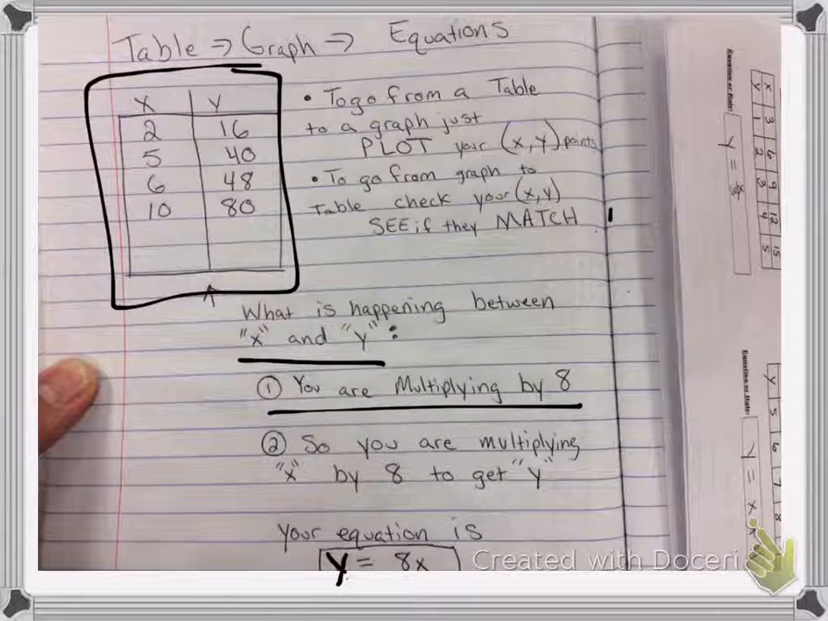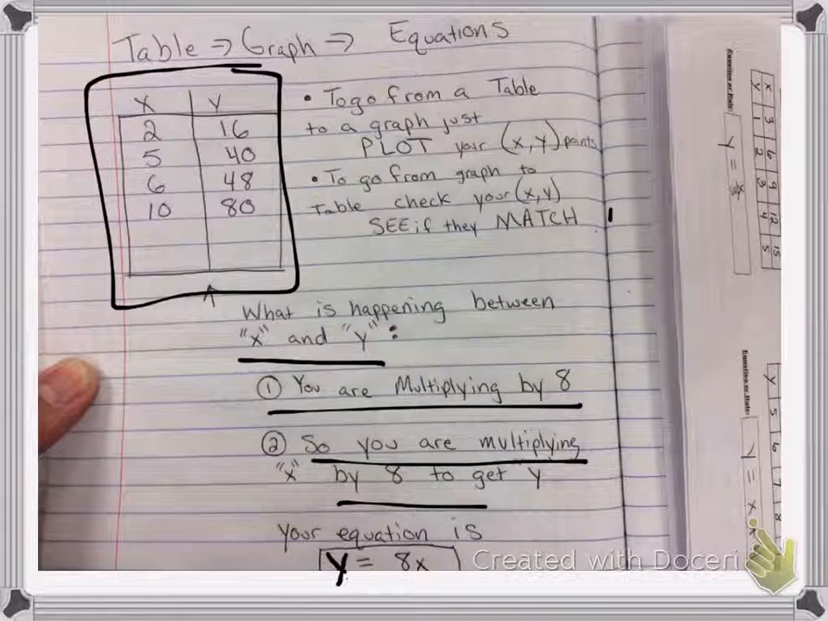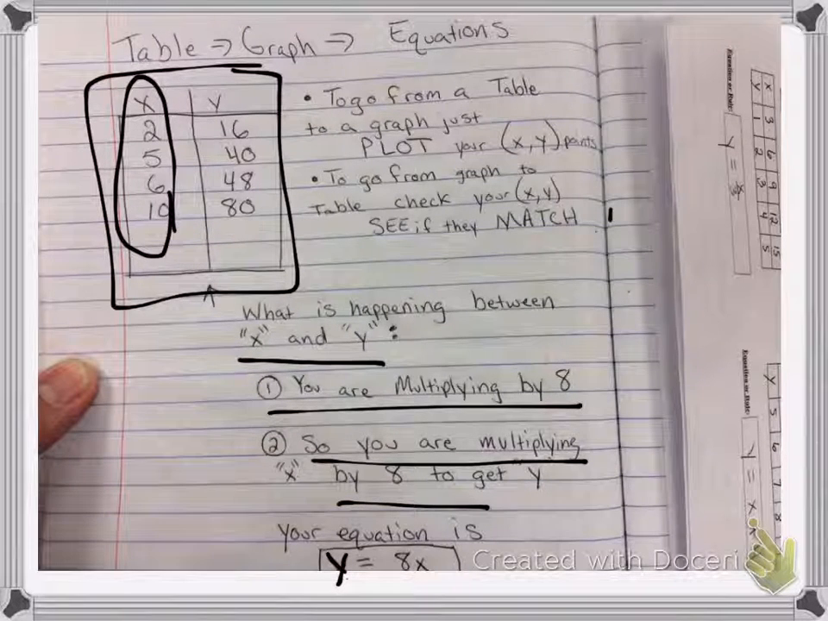So, you know you're multiplying by 8. Well, you multiply what? You multiply your x by 8 to get your y. So your equation is 8x, or 8 times x, equals y. That's it. Table to graph, graph to equation. You can do it all by following those steps.